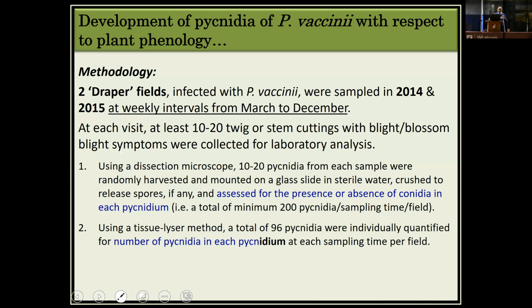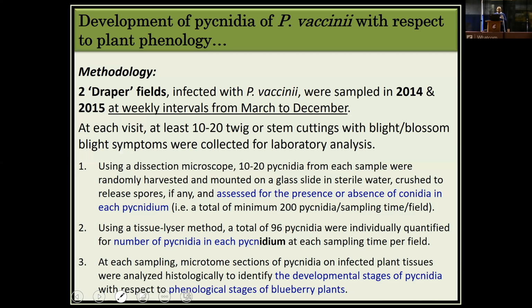The second thing we did was take each Pycnidium, use a tissue lyser, and place each individually in a vial, then break those Pycnidia and release the conidia into the vial, and quantify the number of conidia in each Pycnidium. So that would give the density of conidia throughout the growing season, and we can really come up with the maximum, or the most critical time when the most Pycnidia are produced.